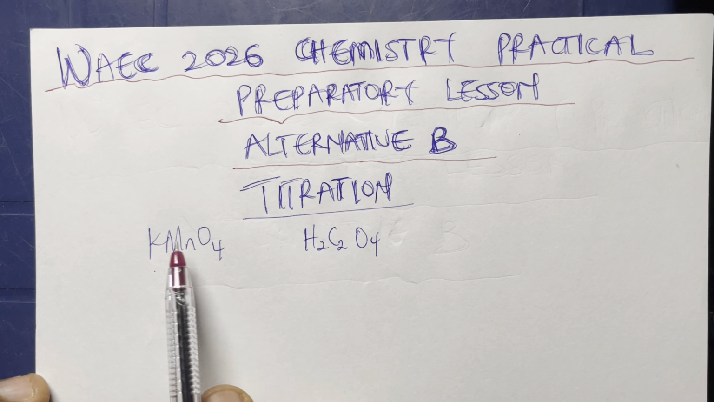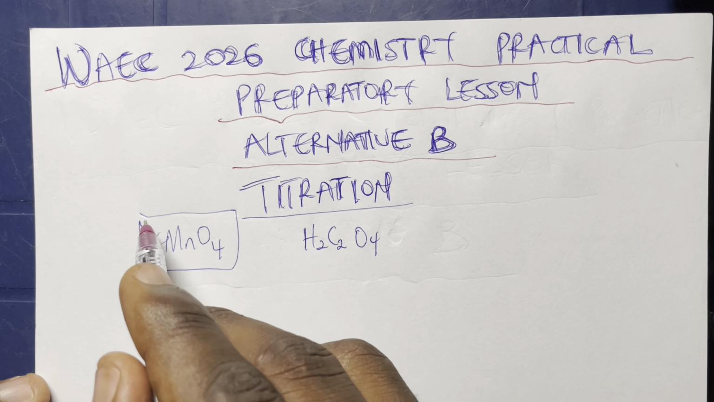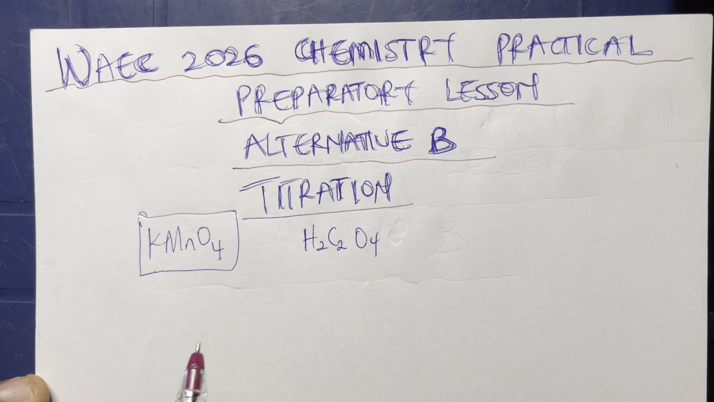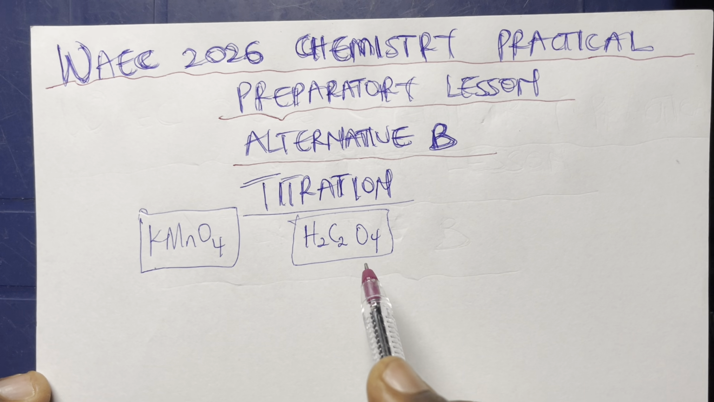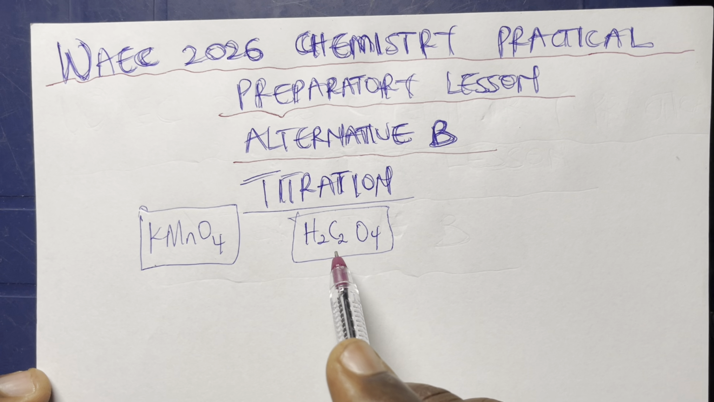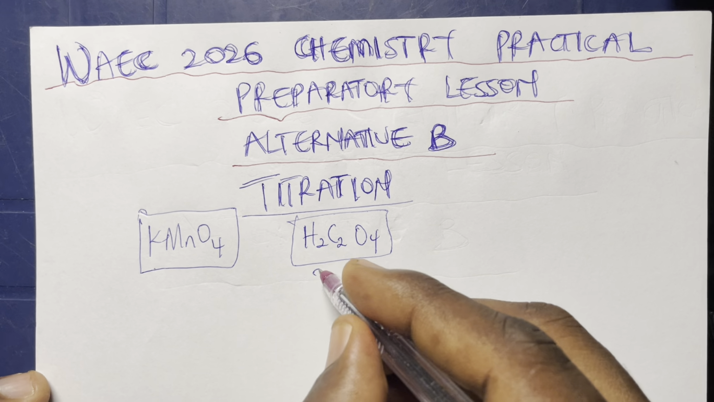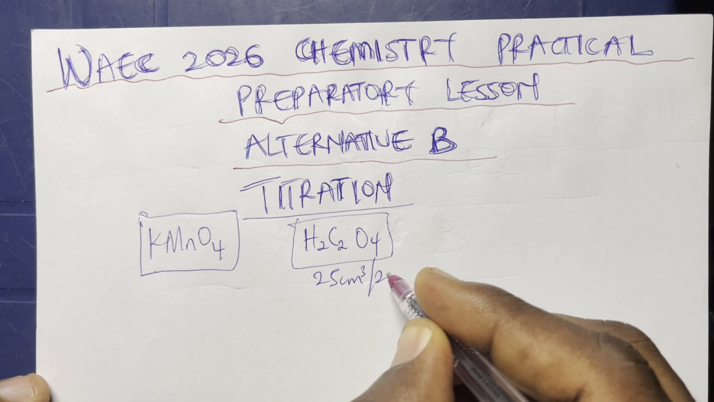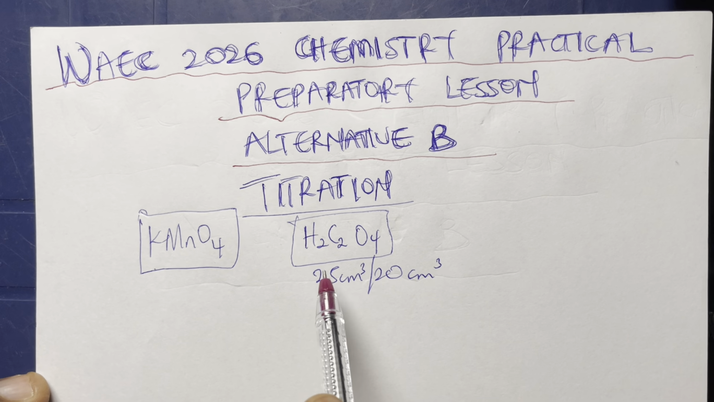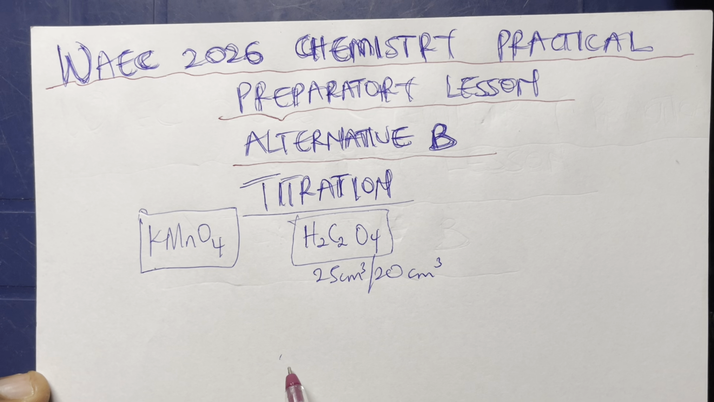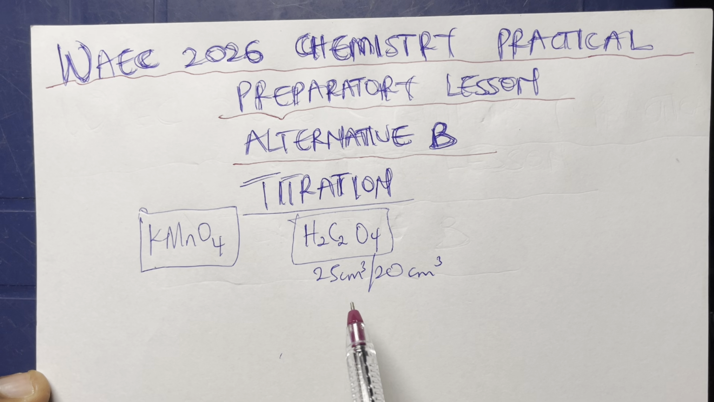The practical goes in a way that your teacher would have diluted this KMnO4 for you in solution. So you are pouring this inside your burette. You understand? This one will be given to you by your teacher as well. You are taking 25 or 20 cm cube of this one into your conical flask using your pipette. You understand? So after putting this inside your conical flask, then what are you going to do?